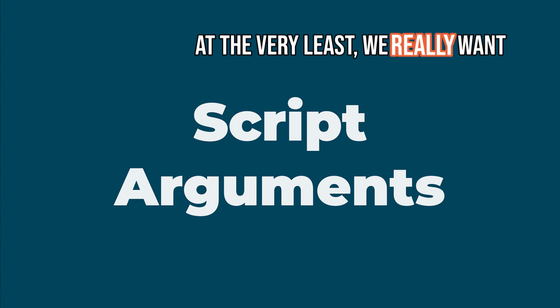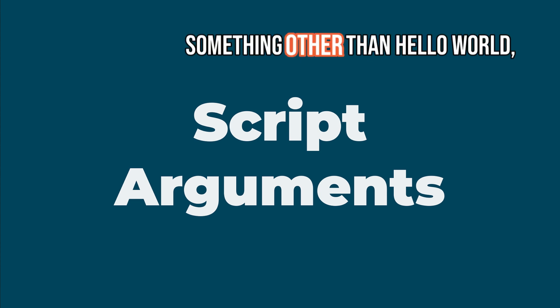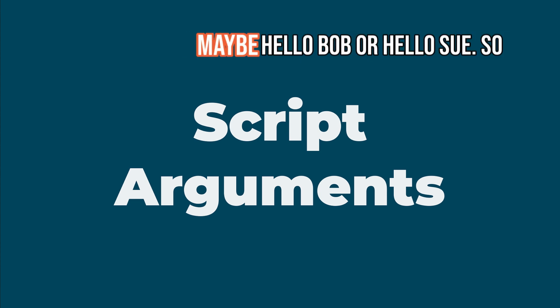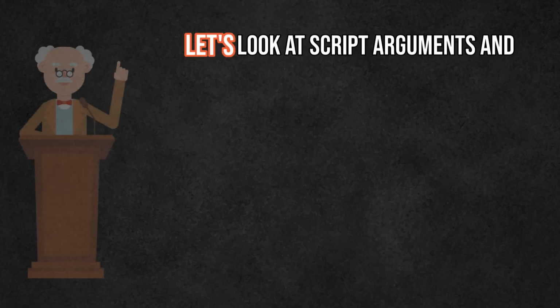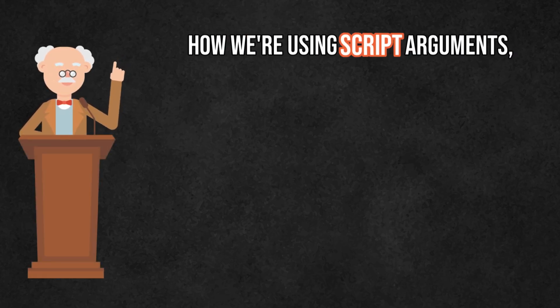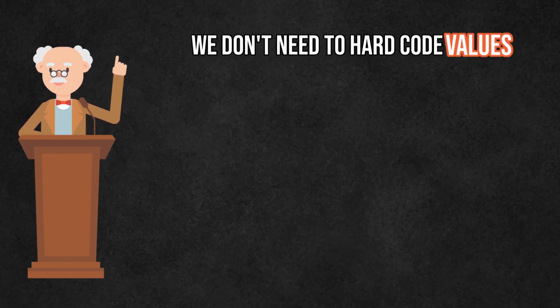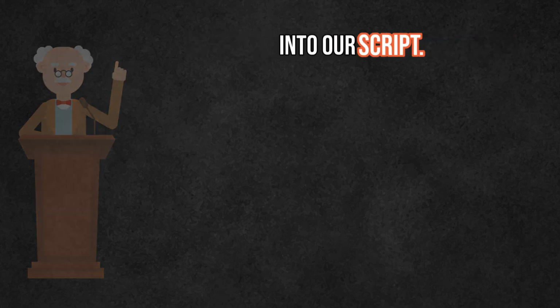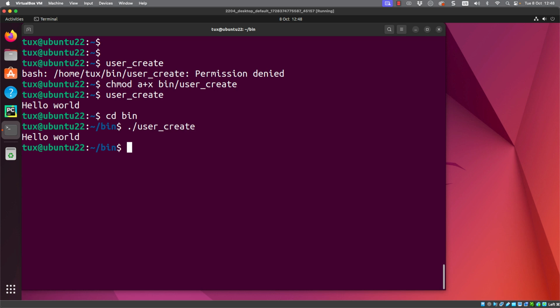At the very least, we really want our script to be able to display something other than hello world, maybe hello Bob or hello Sue. So let's look at script arguments and how using script arguments we don't need to hard code values into our script. Now, of course, we can edit and create and manage our scripts from the command line, whether you're using Vim or whether you're using Nano.